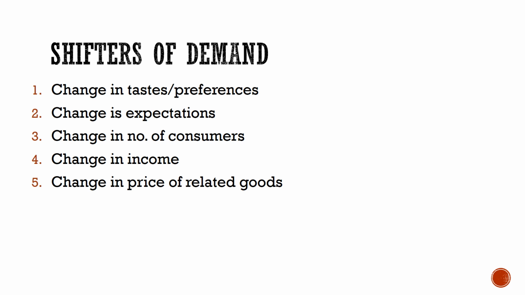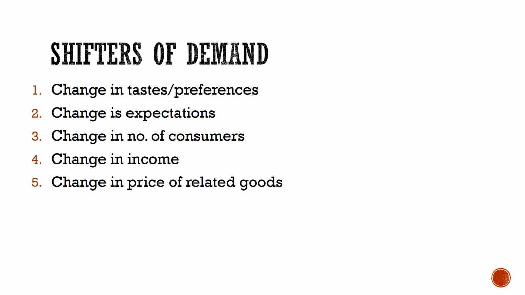Second shifter is change in future expectations. So, a lot depends upon future expectations. You might expect a sale on any brand, or you might expect a decrease or an increase in the price of, let's say, wheat, rice, or any commodity. Or you can even expect your future income to rise. This will also affect your demand because your current consumption will be affected.